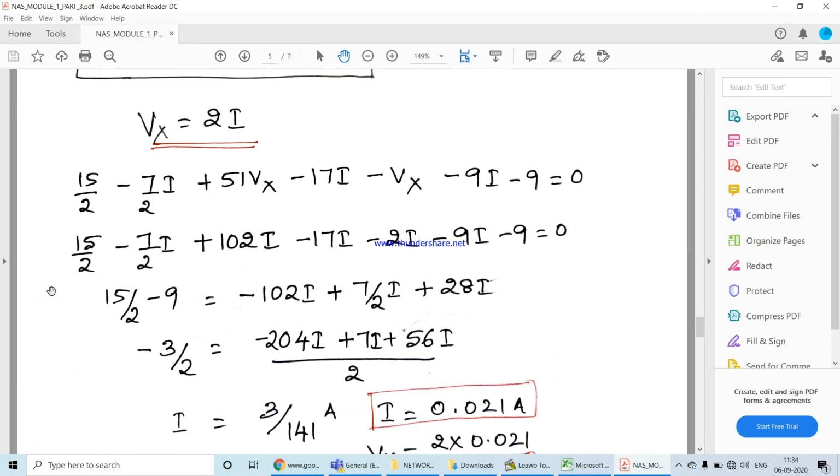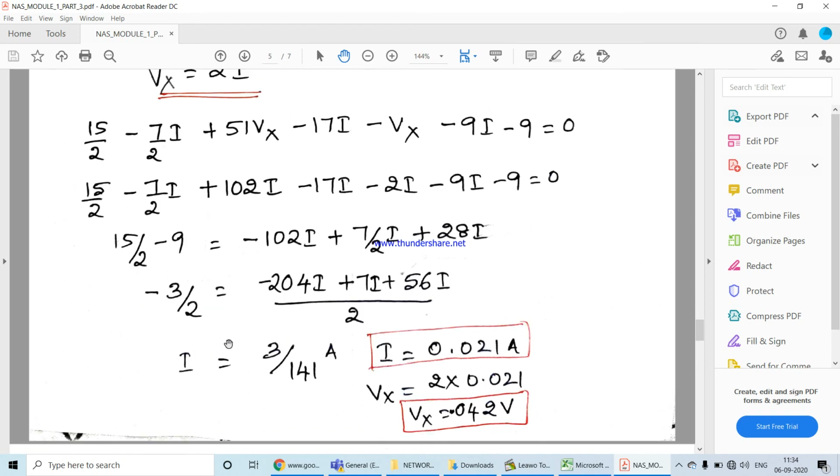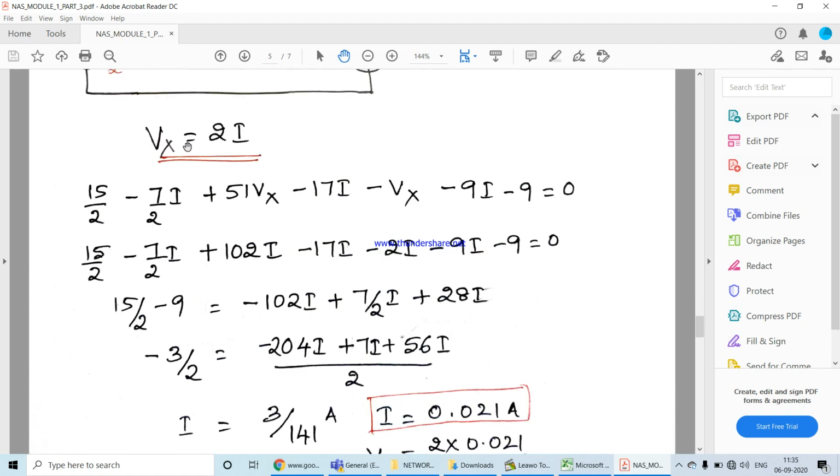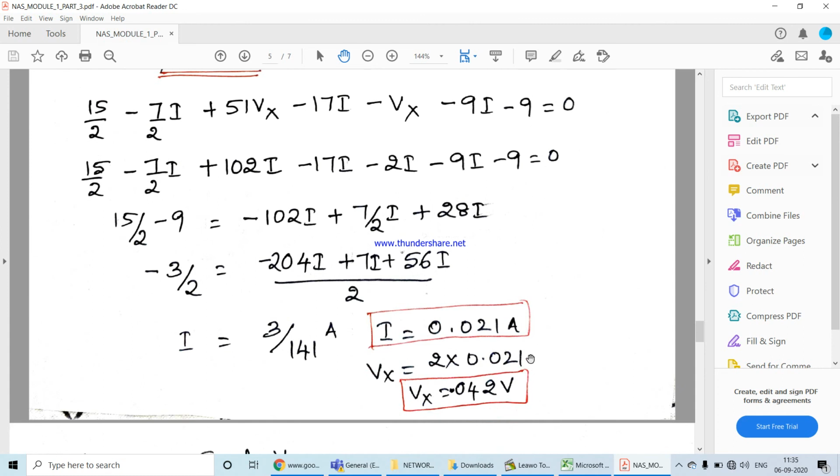With this equation, take all I terms to the right hand side and all numerical terms to the left hand side. Finally, we will be left with the current I, which will be equal to 3 by 141 amps, and that is equal to 0.021 amps. Now, if you want to find Vx here, Vx will be equal to 2 times I, therefore 2 times 0.021, which gives Vx equal to 0.042 volts.